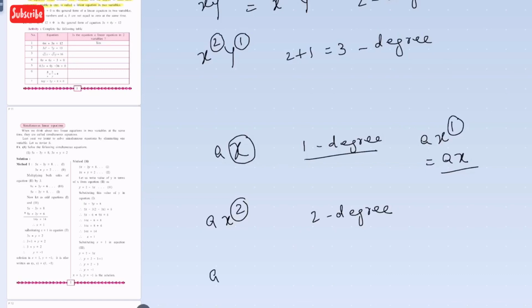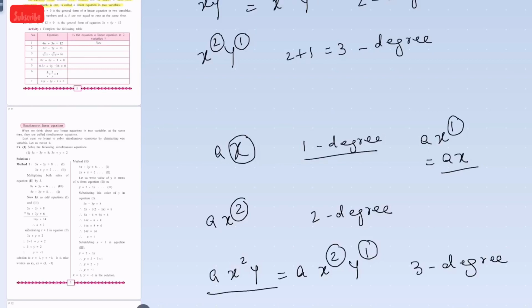Similarly, a into x square into y can be written as a into x square into y raised to 1. 2 plus 1 is 3. So 3 is the degree of a into x square into y.